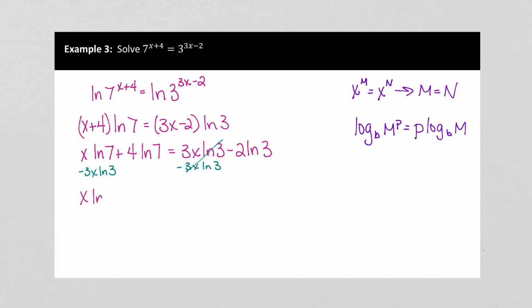So we'll have x natural log of 7 minus 3x natural log of 3. And while I'm at it, and you could do this in separate steps, I'm going to go ahead and subtract this 4 natural log of 7 from both sides to get it on the other side. So we'll have negative 2 natural log of 3 minus 4 natural log of 7. Now both my x terms are on the left and the non-x terms are on the right. At this point, we can factor out x on the left.